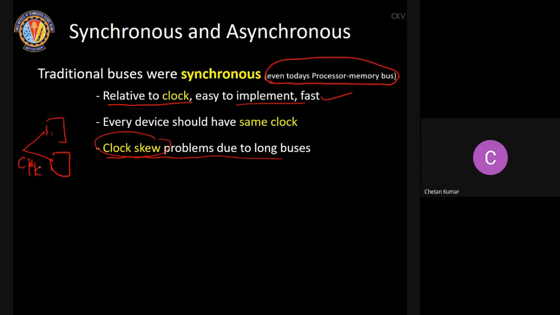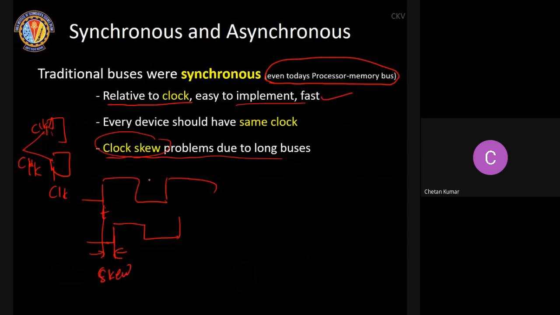If this is your clock A and this is your clock B, due to the delay for the connections, if this is your original clock, which is starting at, let's say, time t, the clock A, which is received on device A, might be slightly delayed because of the delay of the interconnection. So this difference they call clock skew.